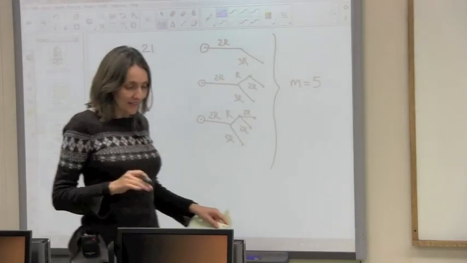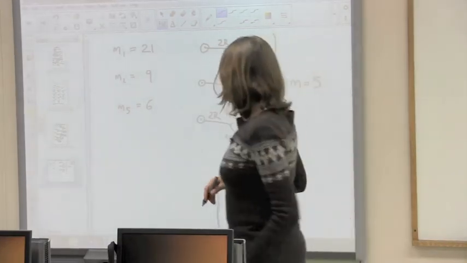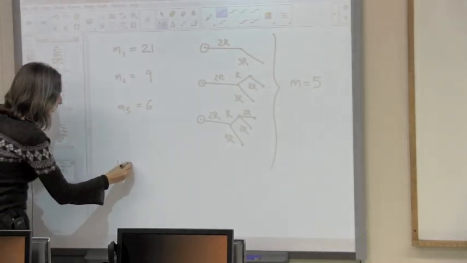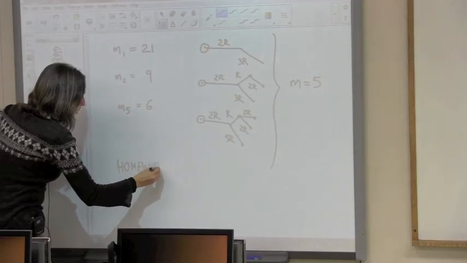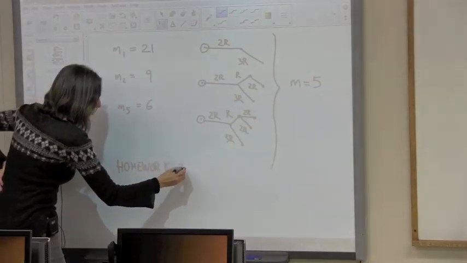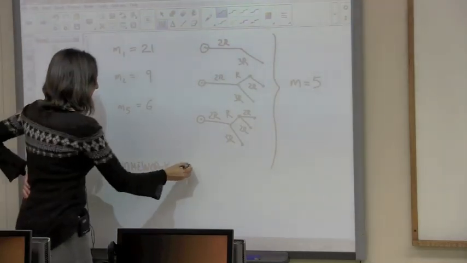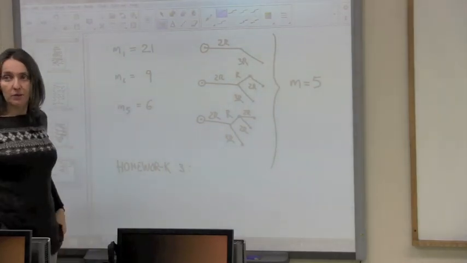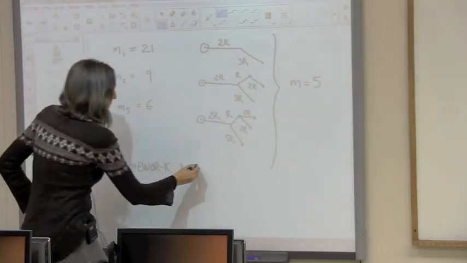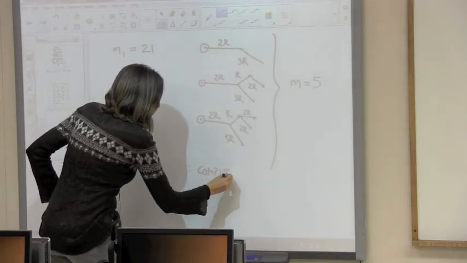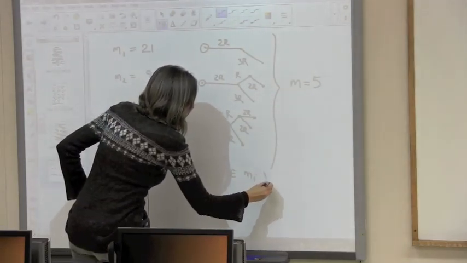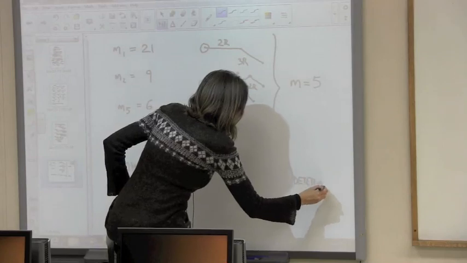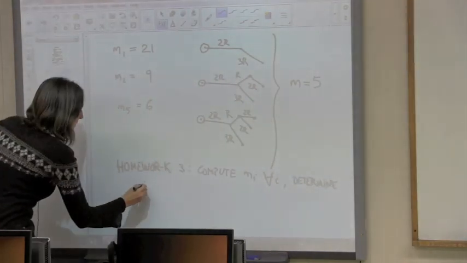So far it seems to indicate that it's going to work, but this is your homework number 3, counting the midterm. I haven't done anything in this class. Homework 3: compute the number of positions for all the subgraphs and determine whether the whole graph is solvable or not. Compute MI for all I, determine solvability.